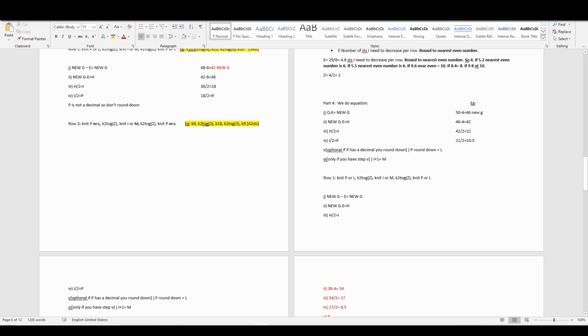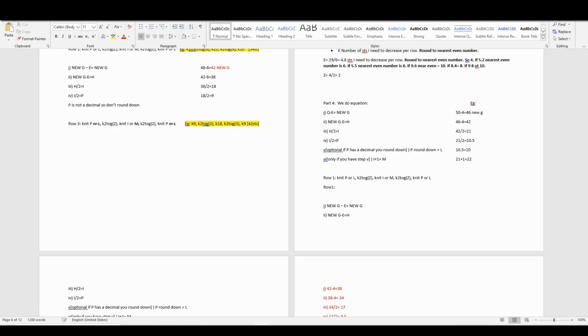Now, because 10.5 is a decimal, we have to round down. So 10.5 equals 10. So this is step 5 now, the optional step. And then because we have 5a, we have to do 5b, which is I, which is 21, plus 1 equals 22. So now let's put it all together.